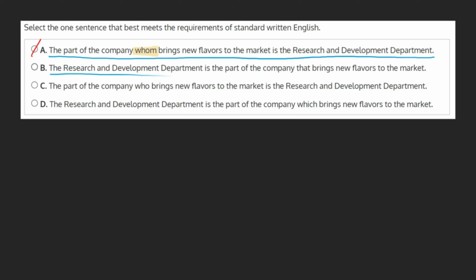B. The research and development department is the part of the company that brings new flavors to the market. Although it switches around the order of the sentence, this choice is saying the same thing as choice A with one major difference. It uses that instead of whom, which in this case is correct. Again, as the research and development department isn't a person, that would be correct in this context. As there are no errors in this sentence, this is likely our final answer, but we can take a look at the other choices just to be sure.